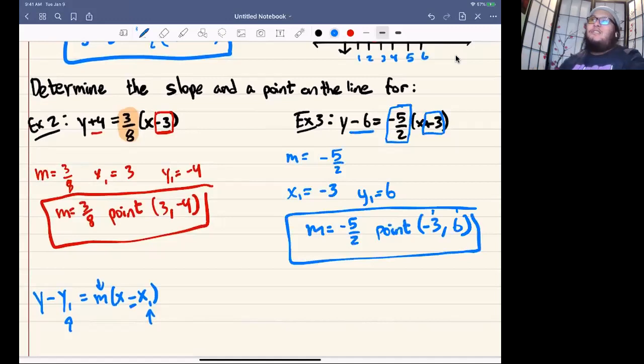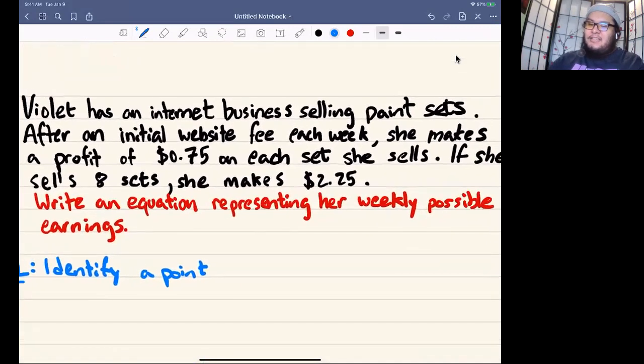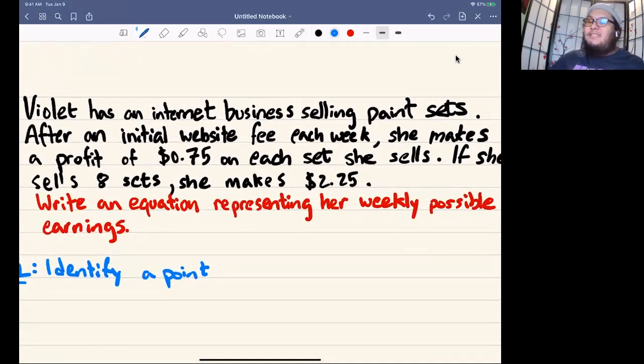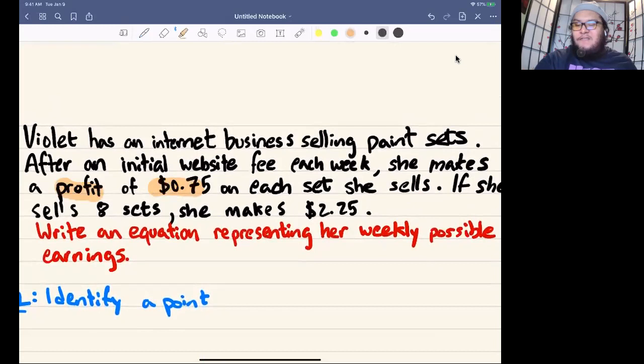All right. So next up, we're going to go to everybody's favorite types of problems, word problems. And don't worry, we're going to break this down step by step so you know how to do this. I've already pre-written our steps. But first, before we even look at what our steps are, let's read what the problem is asking. It says, Violet has an internet business selling paint sets. So Violet is our entrepreneur. She sells paint sets. After an initial website fee each week, she makes a profit of 75 cents for each set she sells.